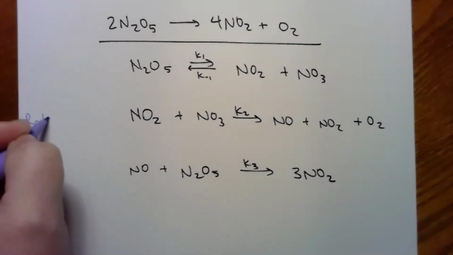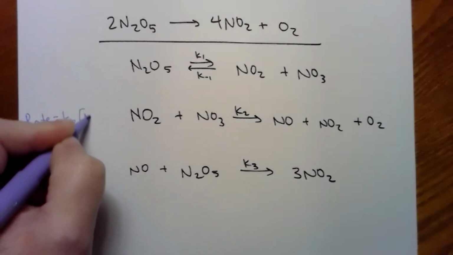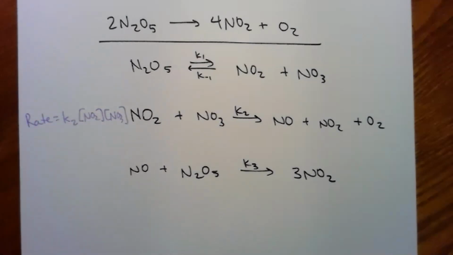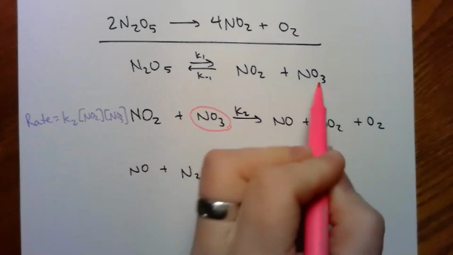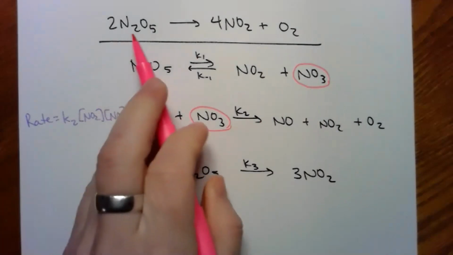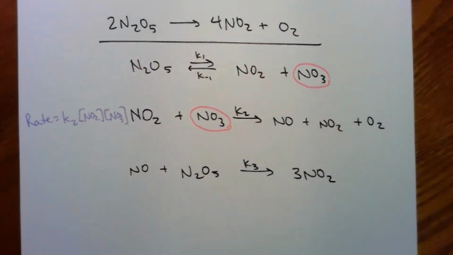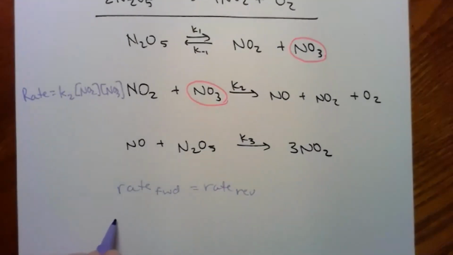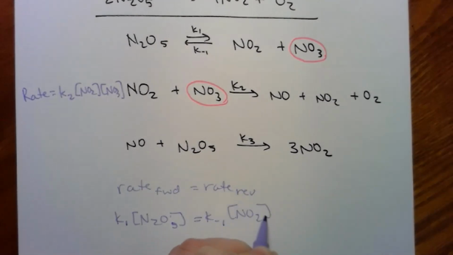So we saw the rate law for this guy was K2, NO2, NO3. But the problem was NO3 is an intermediate. It's something that's created in an early step and consumed in a later step, but does not appear anywhere in the overall reaction. Knowing that the rate of the forward is equal to the rate of the reverse for our equilibrium equation, we can say K1 times N2O5 is equal to K negative 1 times NO2 times NO3.